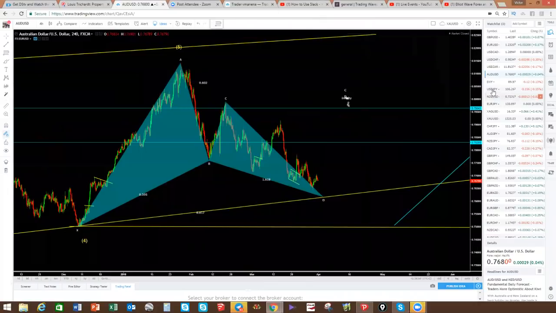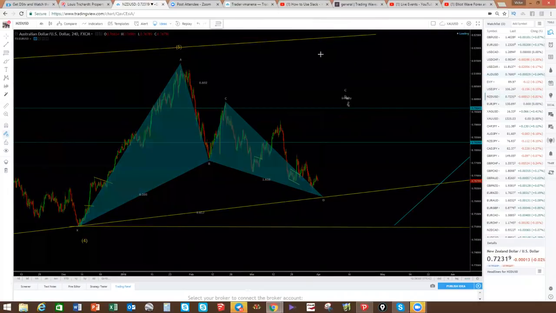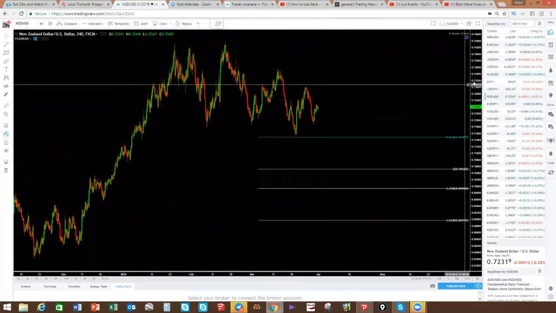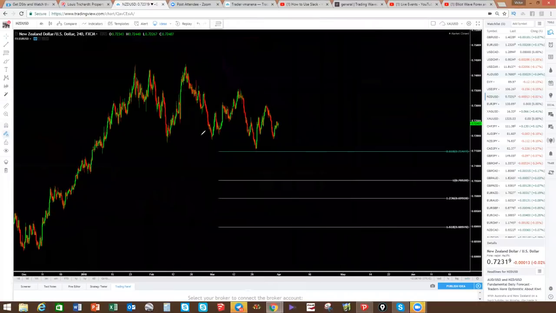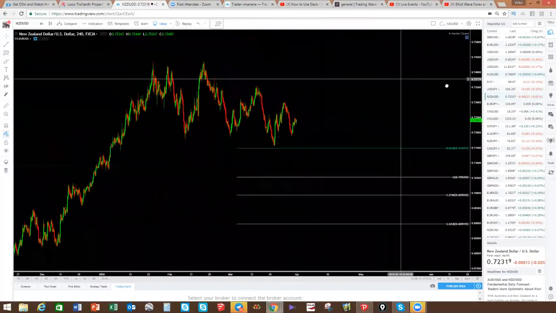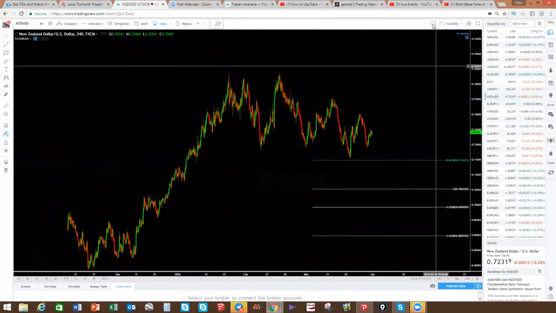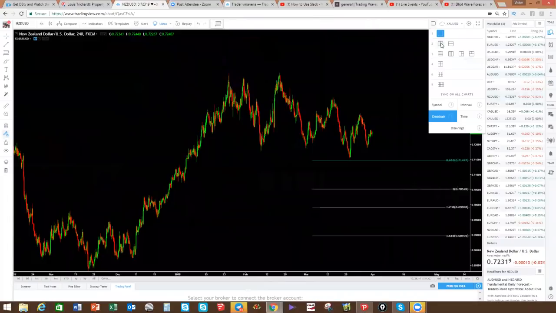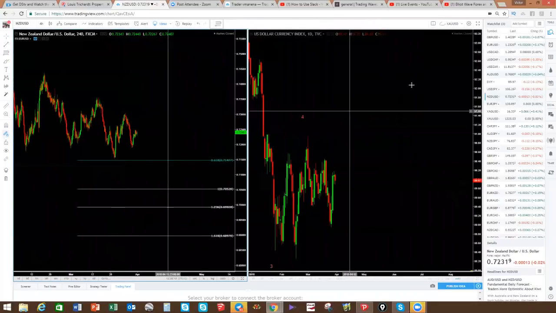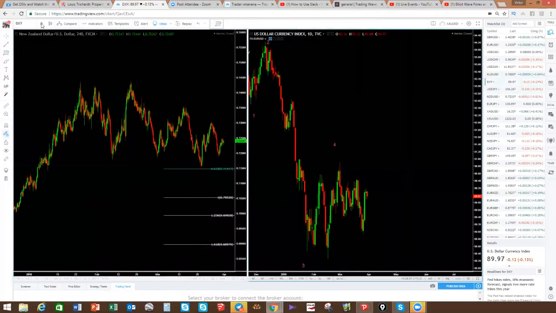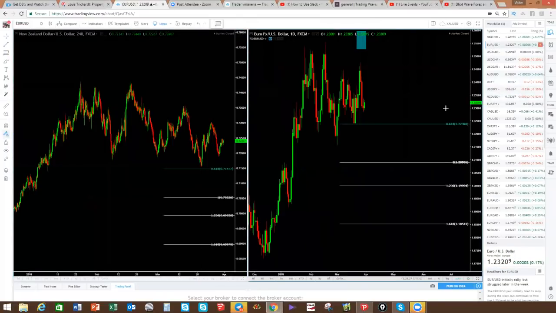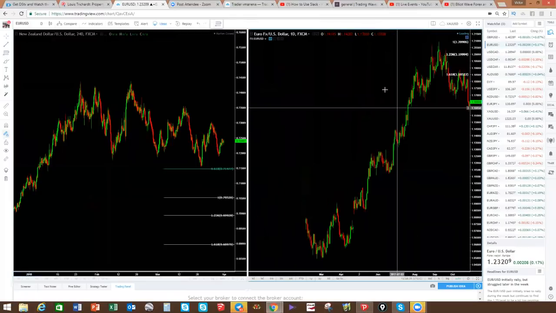All right, so New Zealand. Okay, New Zealand is making a similar structure to what Euro US dollar has done before at the moment. Let's just look at the structure and see how a structure like that actually behaves. We get that one there. Let's get Euro US dollar there. And just compare these structures.